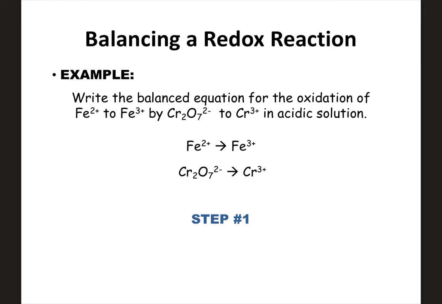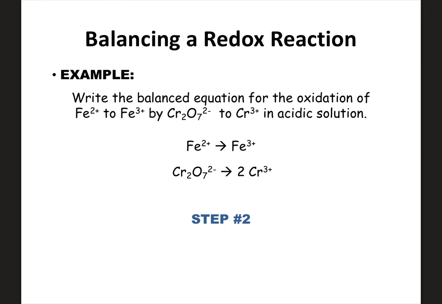This says write the balanced equation for the oxidation of Fe2+ to Fe3+ by Cr2O7 2- to Cr3+ in acidic solution. All right, so the first step is you write your half reactions. Well, they basically told us the half reactions in this example. We have Fe2+ going to Fe3+, all right? And then we have the Cr2O7 2- going to Cr3+. So that's step 1, write the half reactions, which is what we did.